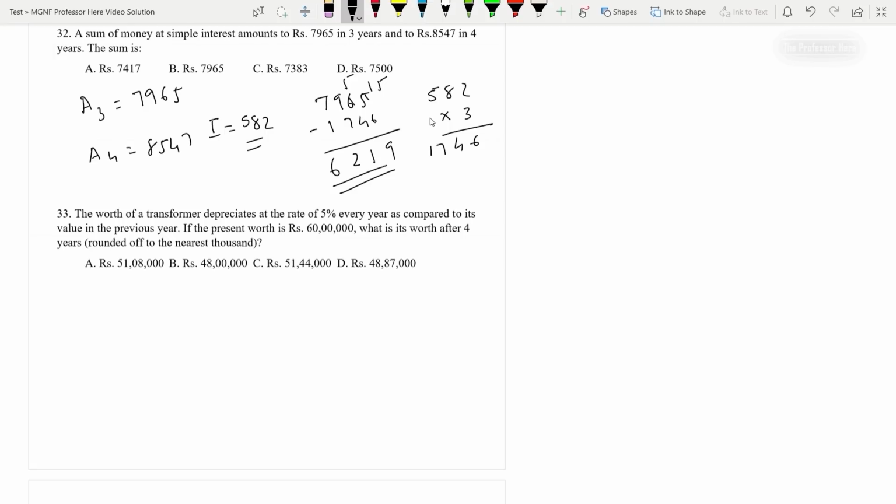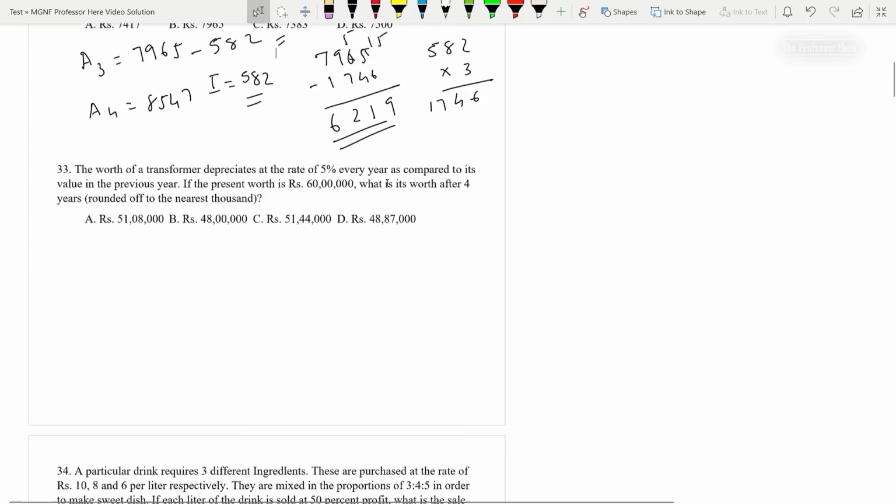The answer is not available in any of the options, so I think this is a mistake with the question. Actually 7383 is the amount after 2 years. If we subtract 582 from 7965, we will get 7383, but the question is wrong, which usually doesn't happen, especially with the CAT exams conducted by IIMs. Let's move on to the next question.